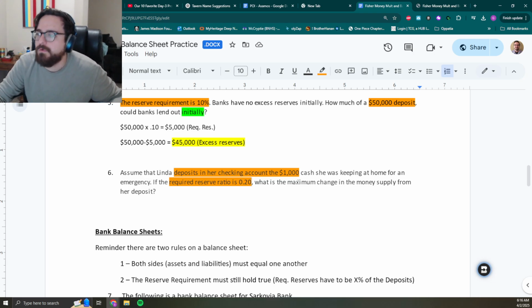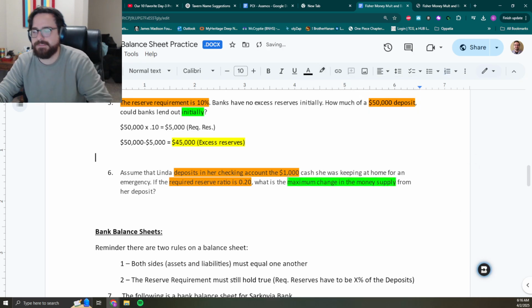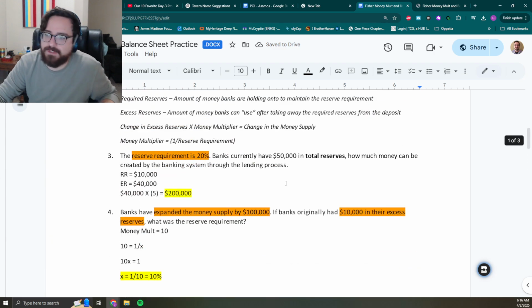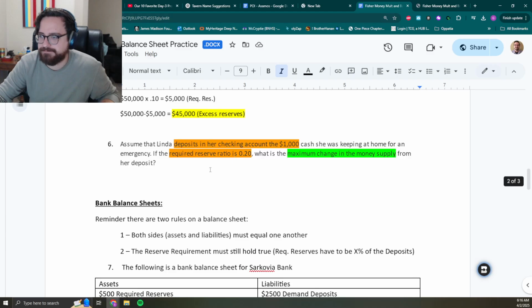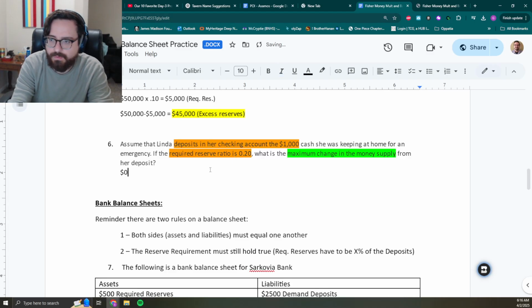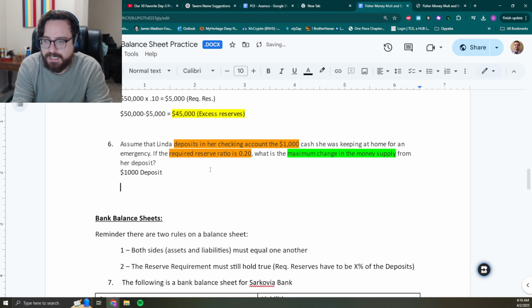Same idea though. What is the maximum change in the money supply? That's what the question is actually asking for. So the good news is I know what I'm looking for. I know what formula to look at too. It wants to find this change in the money supply. Just like with the first problem, I need to know how much the excess reserves change by and the money multiplier. But I have enough information to figure that out. So of that $1,000 deposit, I know that 20% of it, or $200, is going to go to the required reserves.